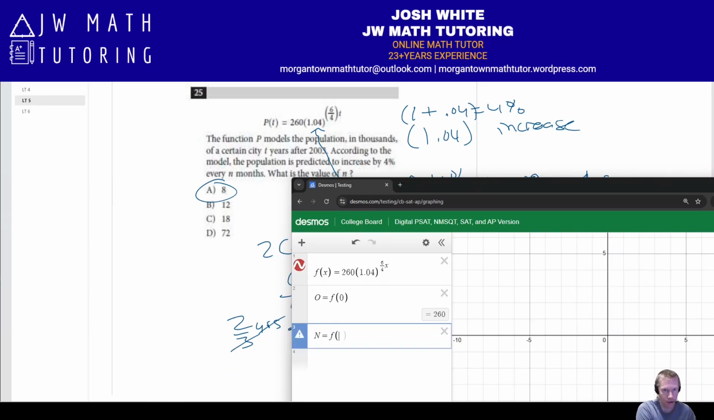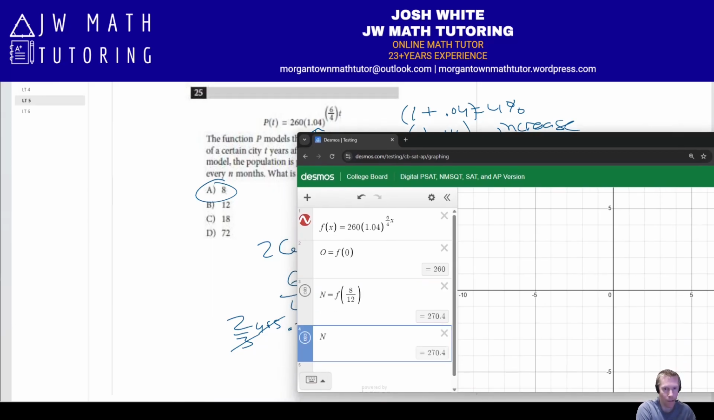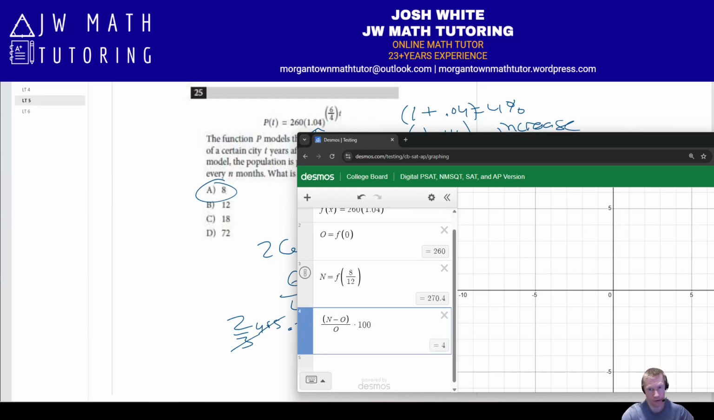But here's the thing you have to be careful with again. These are in months, so you have to take each answer choice and convert it to years. You take the number of months and divide it by 12 to get it into years. So I'm going to take 8 and divide it by 12, and then plug that in for f. Then I'm going to calculate the percentage increase, which is new minus old divided by old, and then times 100 to convert to a percentage.